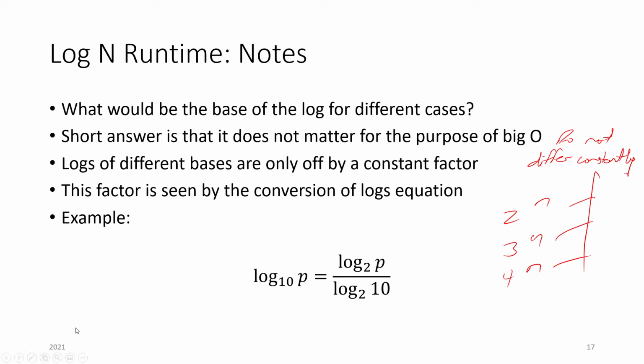However, for logs, we can get away with this because of the conversion of log formula here. So you can specify everything back down to O of log 2 of n, where you can just say O of log of n. That's perfectly fine. But remember, for powers, you're going to have to specify what the power is. 2 to the n, 3 to the n, 4 to the n, and so forth, because it's not going to differ by a constant.